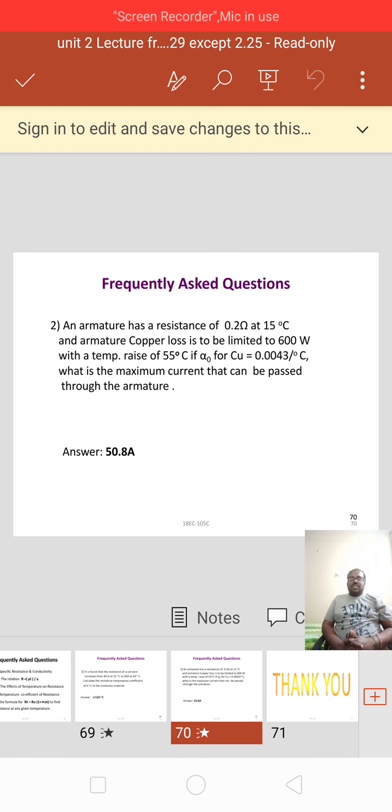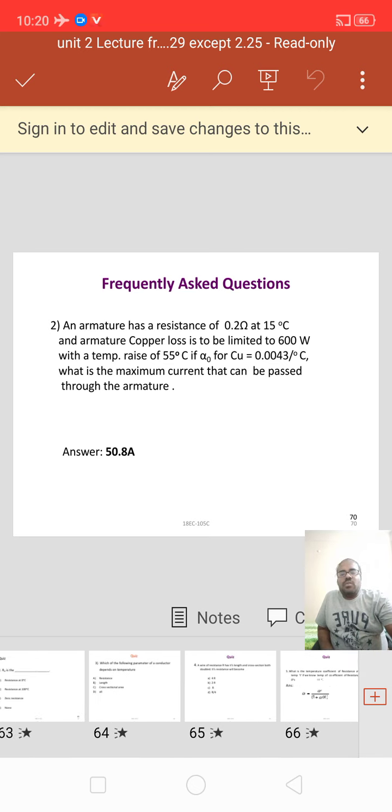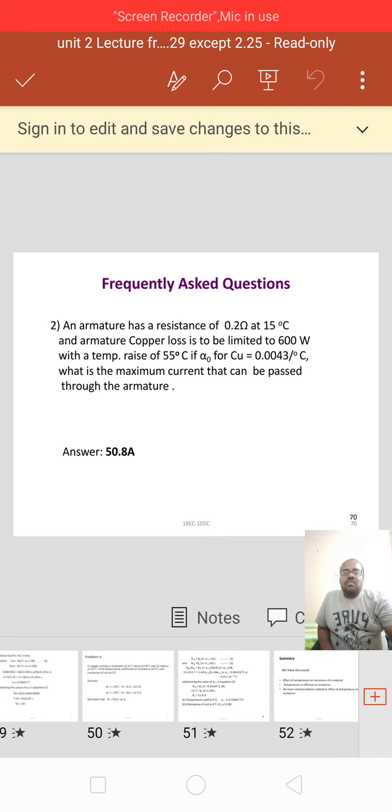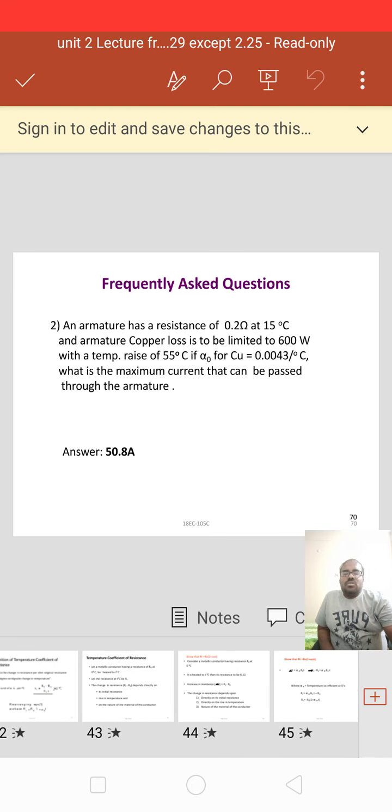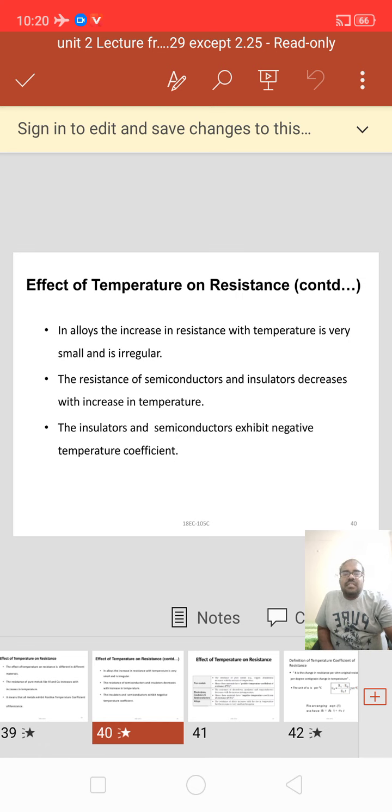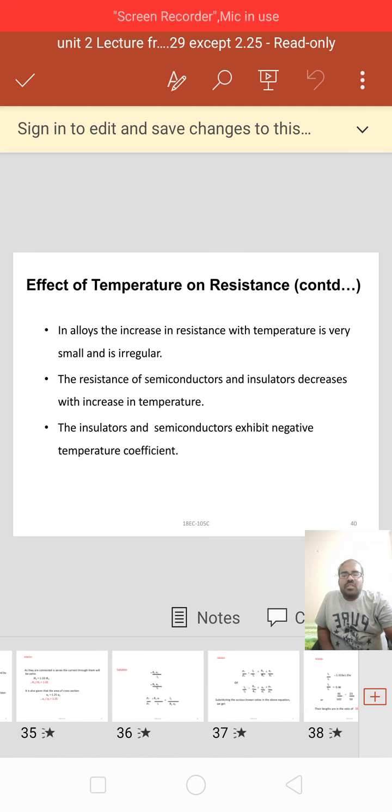Okay, these are the four problems I have given as an assignment to you. Please go through them. If you have any difficulty in doing these problems, please phone me or WhatsApp me regarding the problems. I have given some more problems regarding the temperatures also.